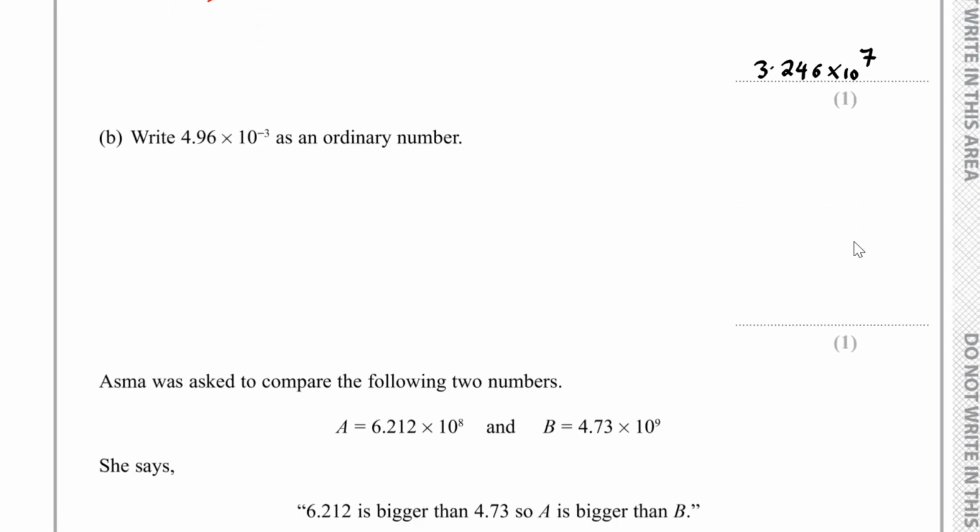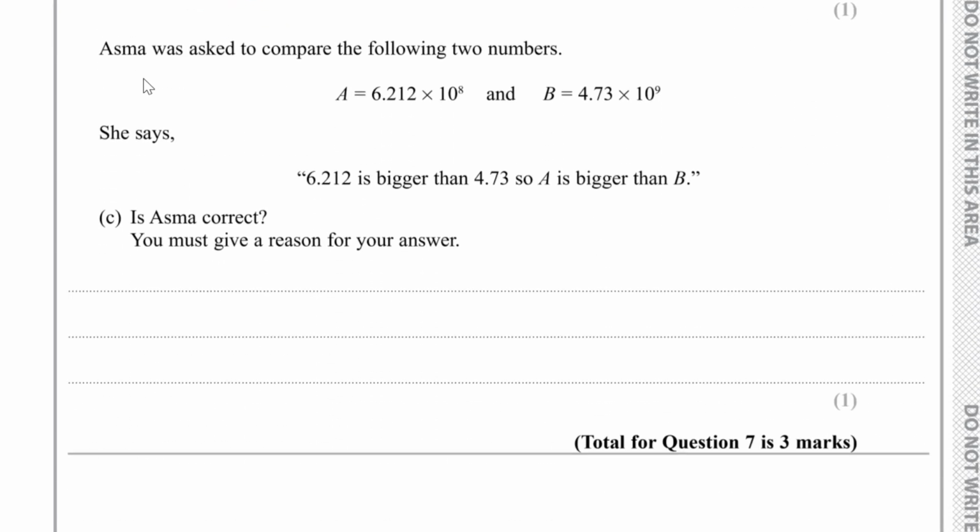And now for part B, writing 4.96 times 10 to the minus 3 as an ordinary number, we begin with the 4.96 and we need to move the decimal place here 1, 2, 3 places to the left. So decimal point goes here, so we have 0.00496.